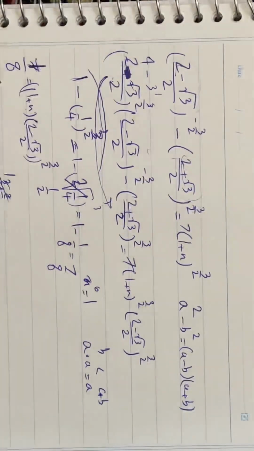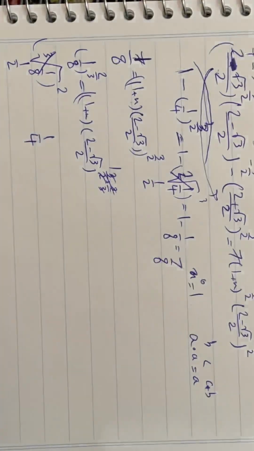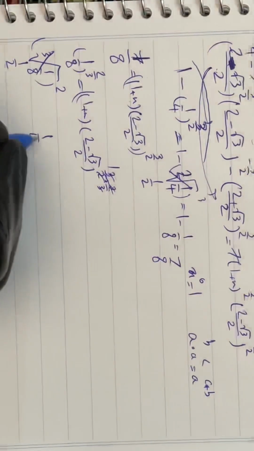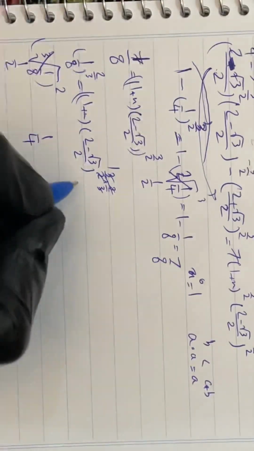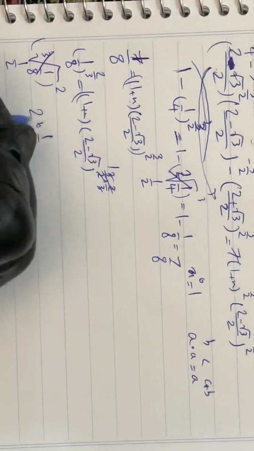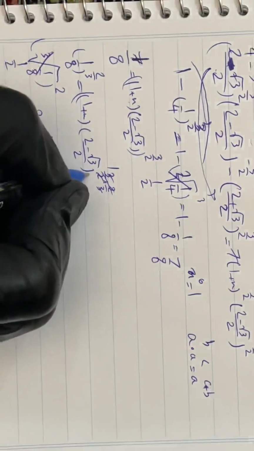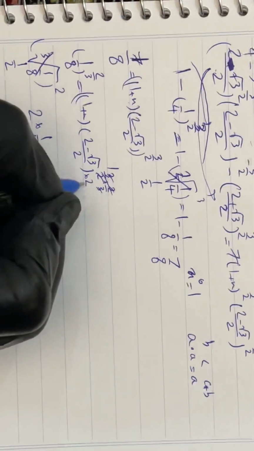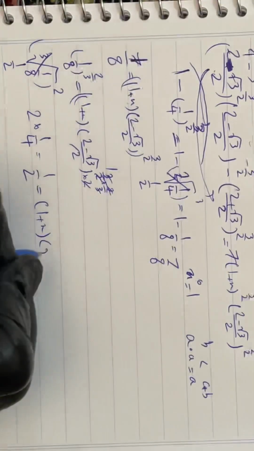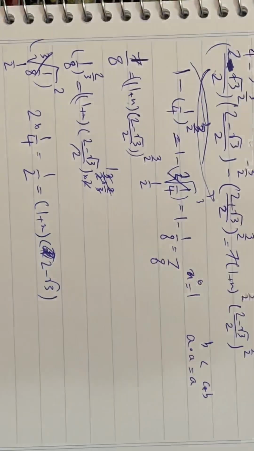So 1 over 4, and we have a 2 here. Let's simplify 2 with this 4 and multiply both sides by 2. It would be 1 over 2, and this by 2, and multiply this by 2, they will simplify. So we were left with this multiplied by this. Now there is no radical here.